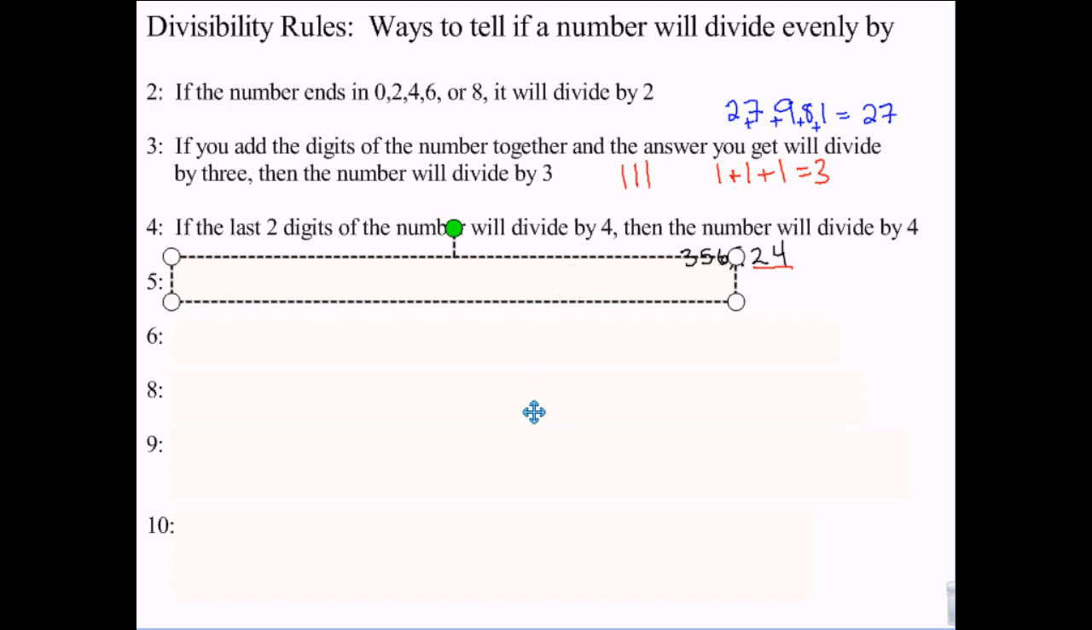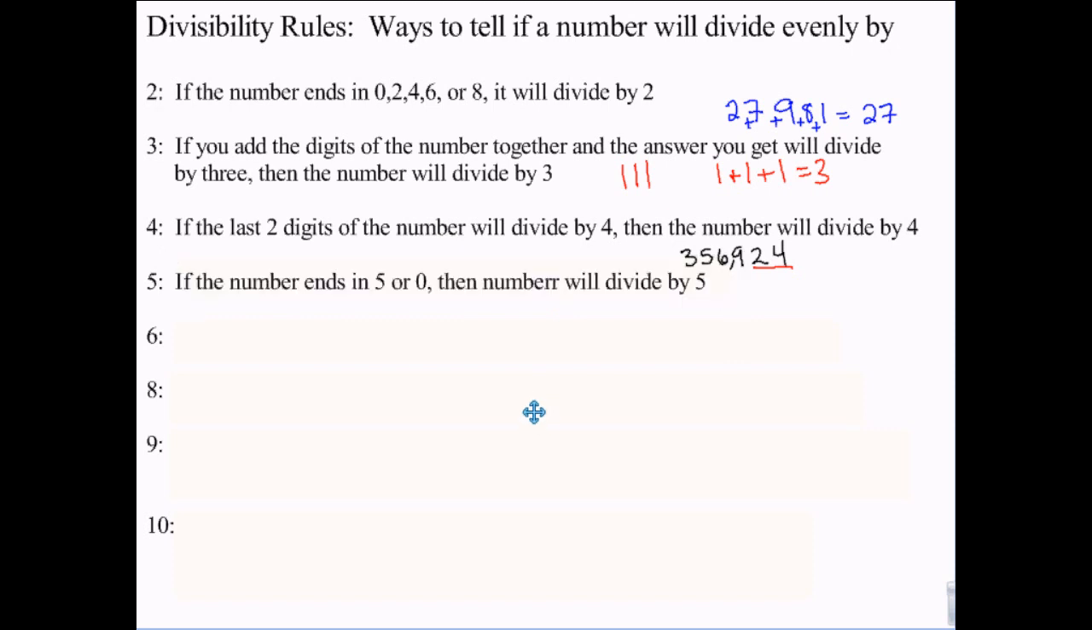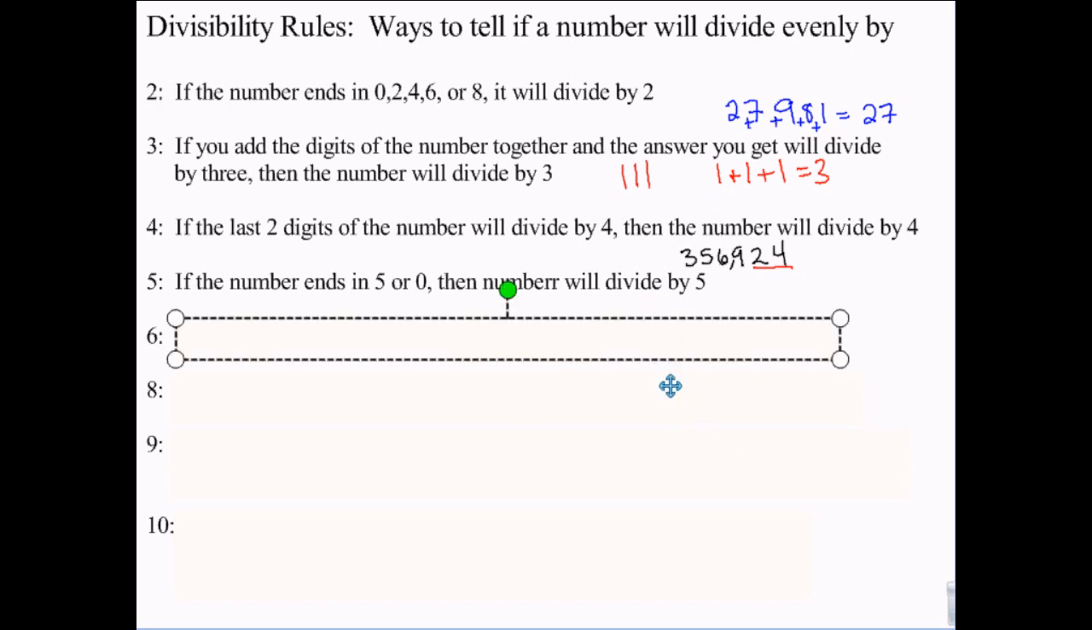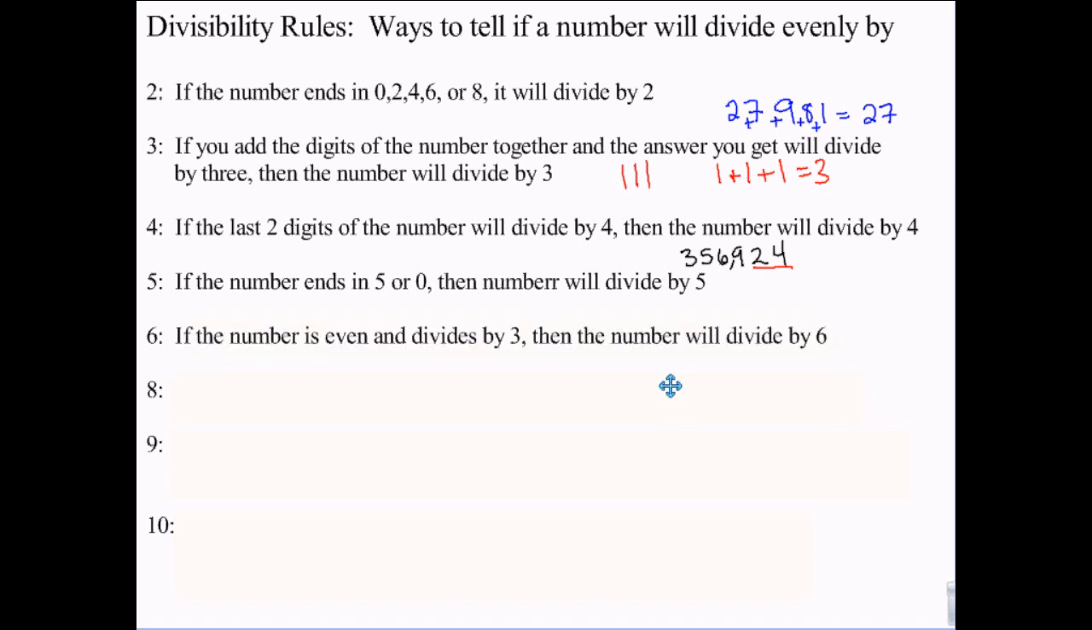5, most of you seem to already know that one. If it ends in 5 or 0, then the whole thing divides by 5. 6 is a combination of 2 and 3. So the rule for 6 is to combine the rules for 2 and 3. So if it's even, so it ends in 0, 2, 4, 6, or 8, and you add it up and it divides by 3, it'll divide by 6. So if it divides by 2 and 3, it divides by 6.